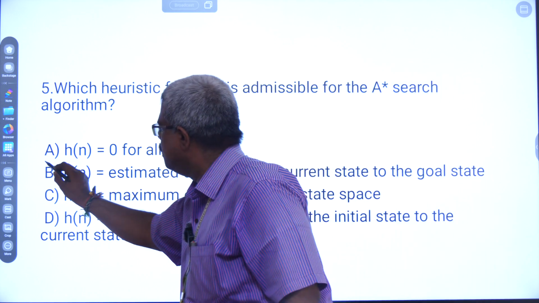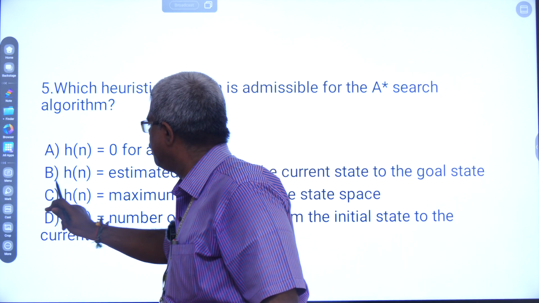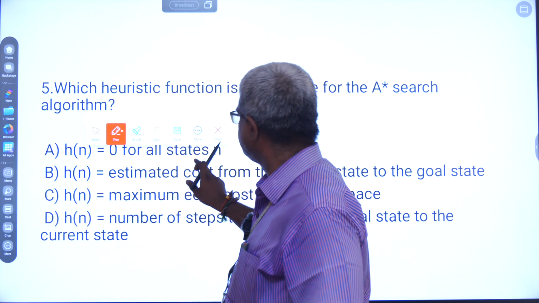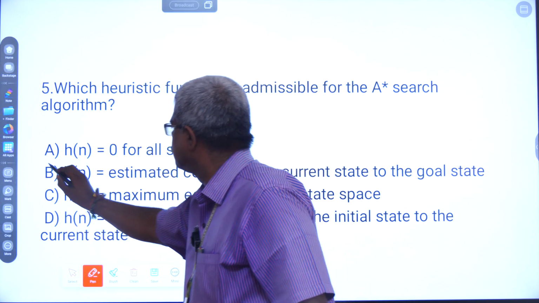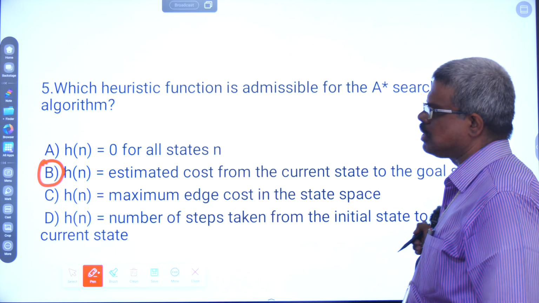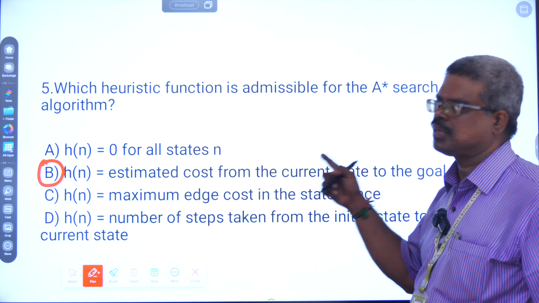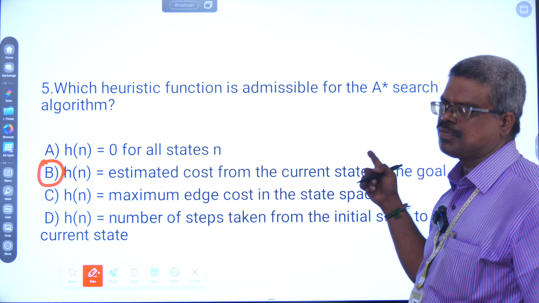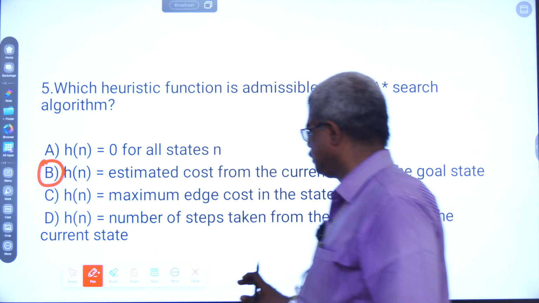So the option is B. h(n) = estimated cost from the current state to the goal state. That is the logic which is used in the heuristic function of the A star algorithm.